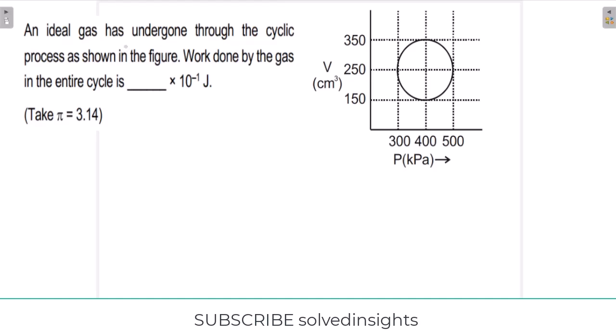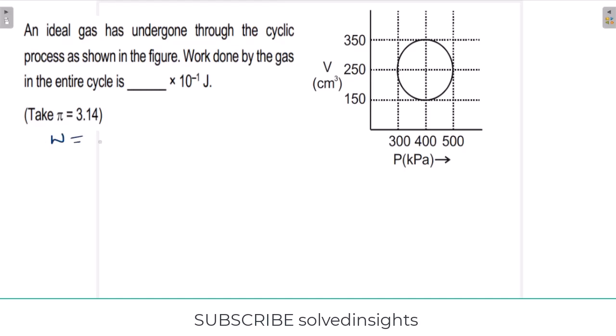An ideal gas has undergone the cyclic process as shown in the figure. Work done by the gas in the entire cycle is dash times 10 to the power minus 1 joule. So here is the cyclic process. Now we know that the work done in the cyclic process is equal to the area.